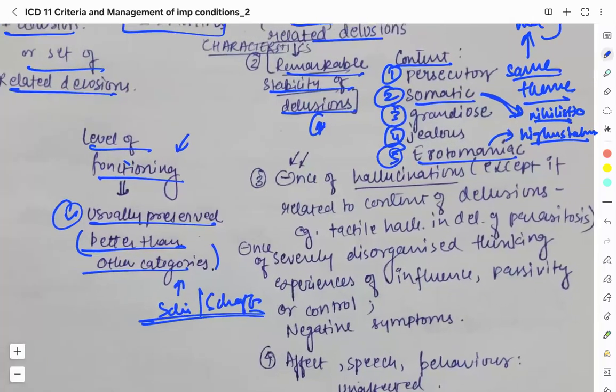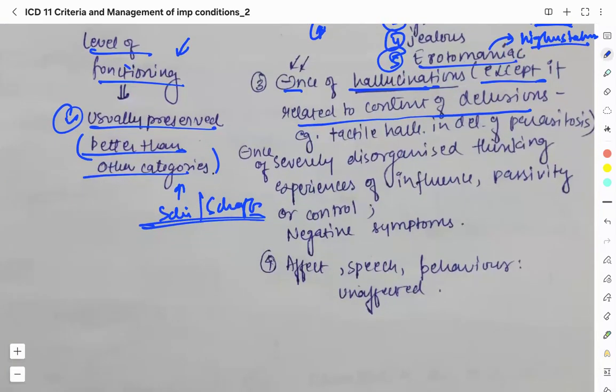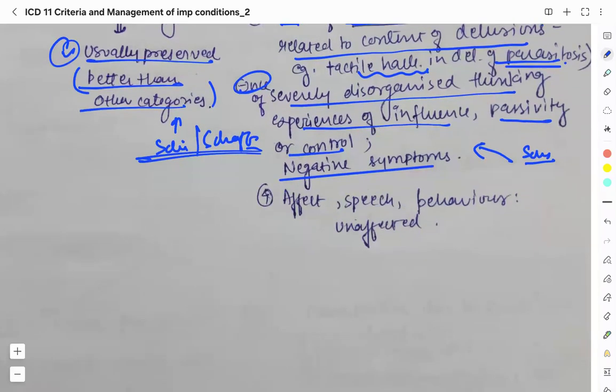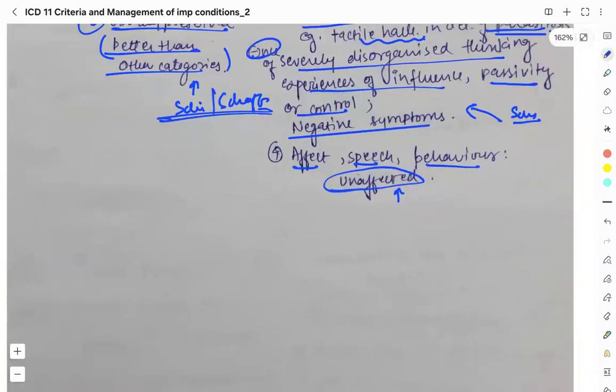Then we have absence of hallucinations, usually, except if related to the content of delusions, which we already talked about. For example, tactile hallucinations in delusion of parasitosis. Then we have absence of severely disorganized thinking, experience of influence, passivity or control, and negative symptoms. All of these, which are present in schizophrenia, are not present in delusional disorder. Also, affect, speech and behavior are unaffected. All right, so we go on from delusional disorder.